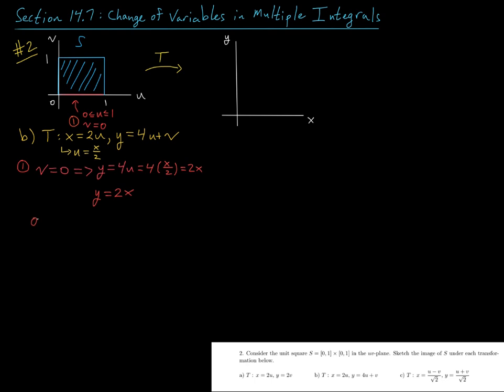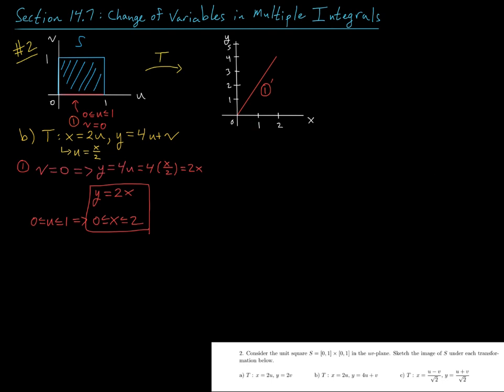Okay, now letting u vary from 0 to 1 will imply that x being twice u will vary from 0 to 2. So these two conditions are describing the portion of the line y equals 2x as we let x vary from 0 to 2. So in other words, this bottom edge here in red is going to get mapped to this line segment here, which is just y equals 2x, restricting x between 0 and 2.